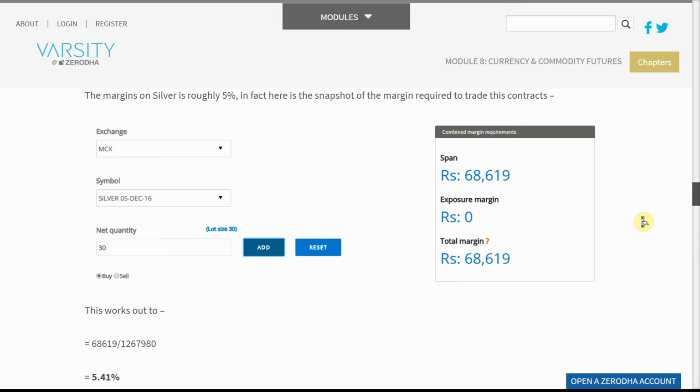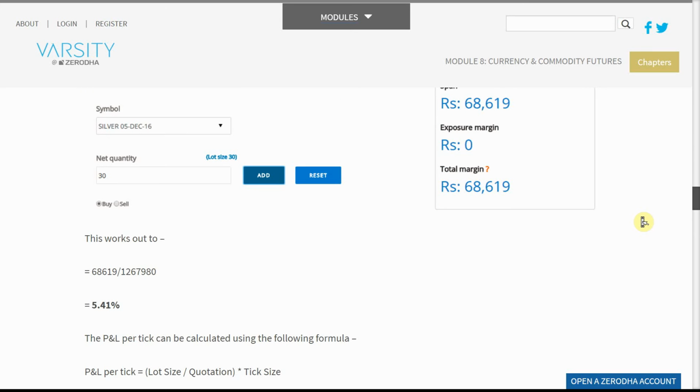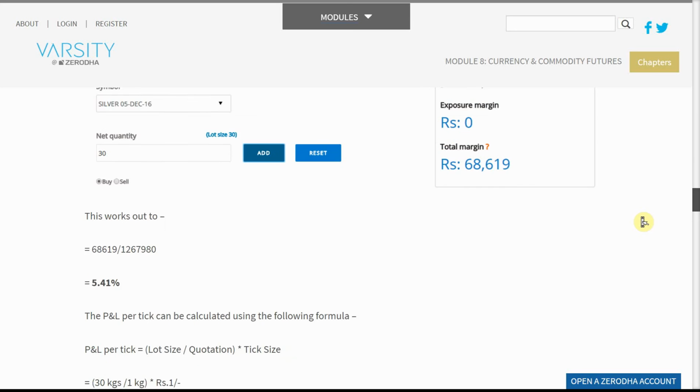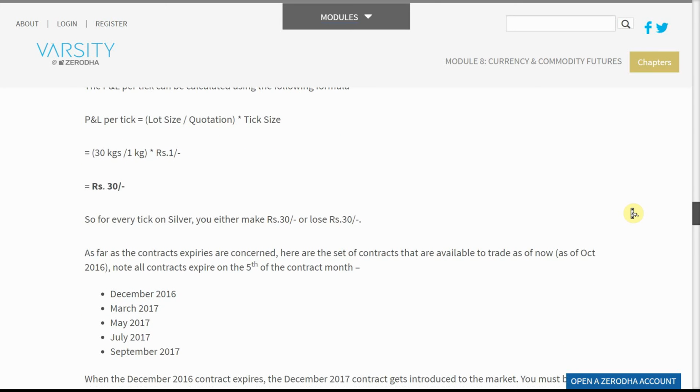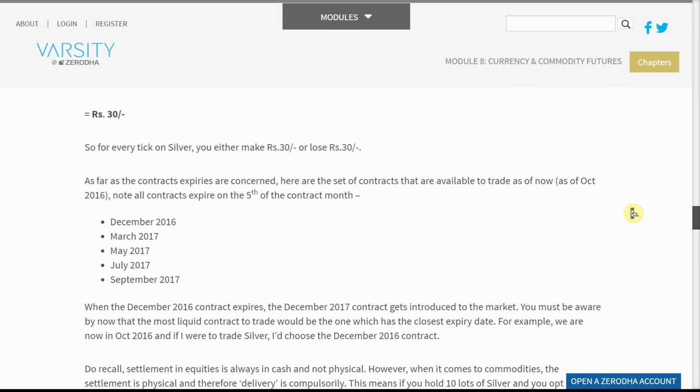In fact, here is the snapshot of the margin required to trade this contract. This works out to 68,619 / 12,67,980 = 5.41%. The P&L per tick can be calculated using the following formula. P&L per tick = lot size / quotation * tick size = 30 kgs / 1 kilogram * 1 rupee per kg = Rs. 30. So for every tick on silver, you either make 30 rupees or lose 30 rupees.